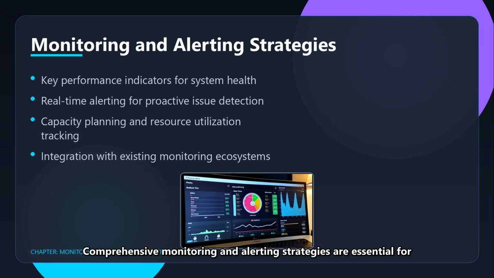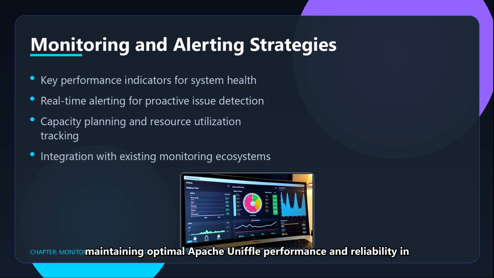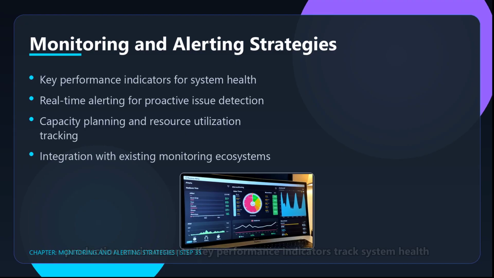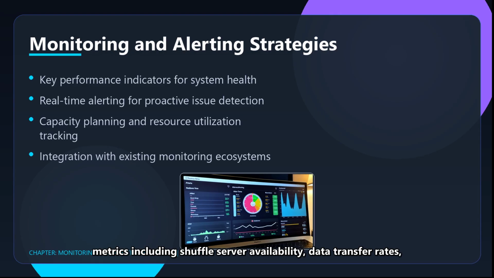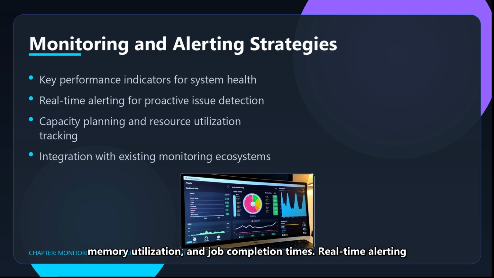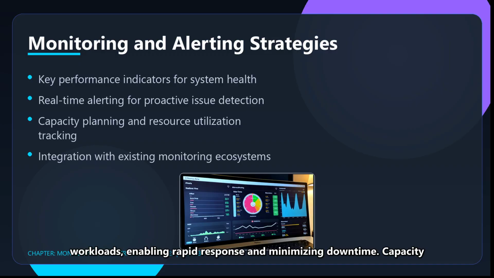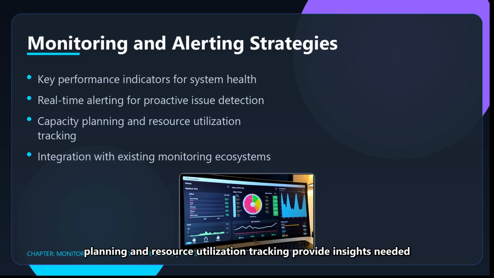Comprehensive monitoring and alerting strategies are essential for maintaining optimal Apache Uniffle performance and reliability in production environments. Key performance indicators track system health metrics including shuffle server availability, data transfer rates, memory utilization, and job completion times. Real-time alerting mechanisms proactively detect potential issues before they impact workloads, enabling rapid response and minimizing downtime.